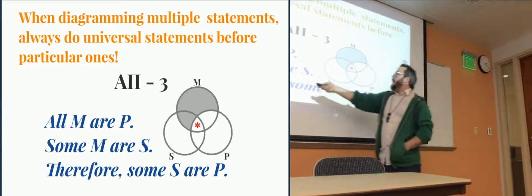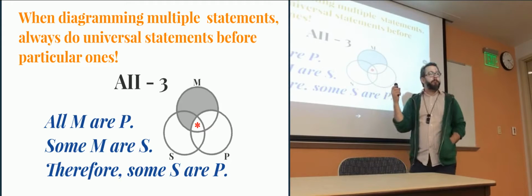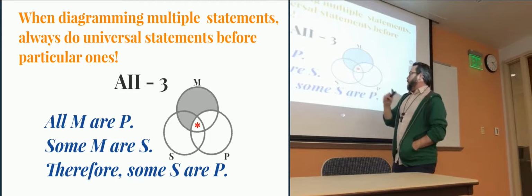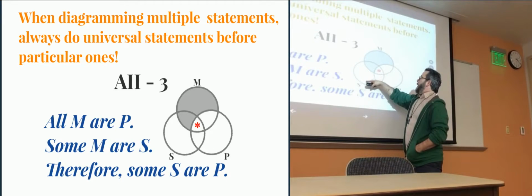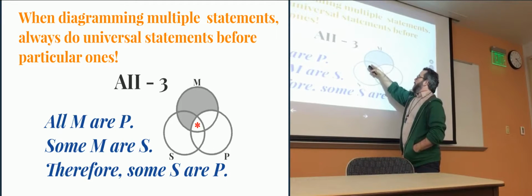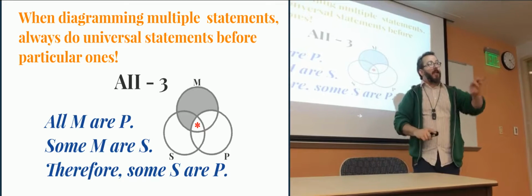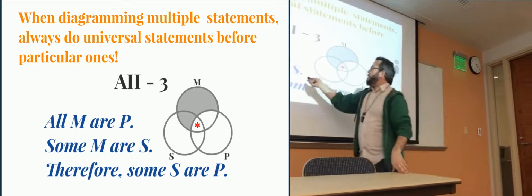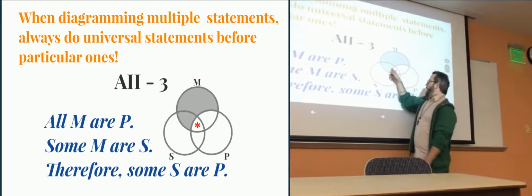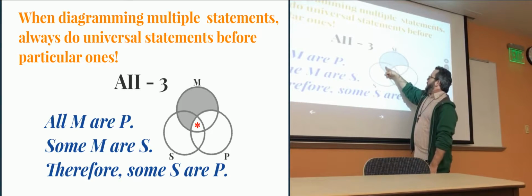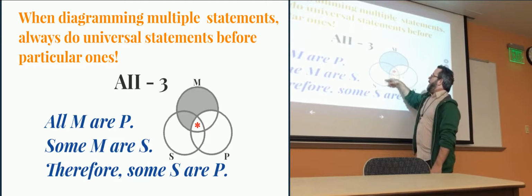Then I have "some M are S." There exists at least one thing that is in the M circle that is also in the S circle. Now, this is interesting. If I had tried to do a Venn diagram of this statement first, my "some MRS" statement first, I would have said, this region's inside the M and the S circle, and this region's inside the M and the S circle.